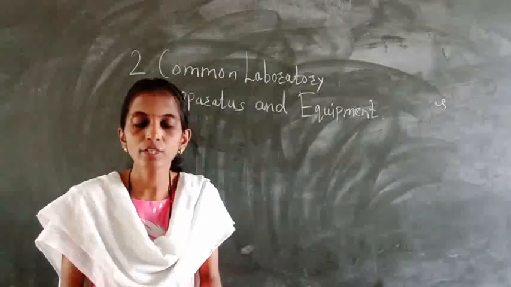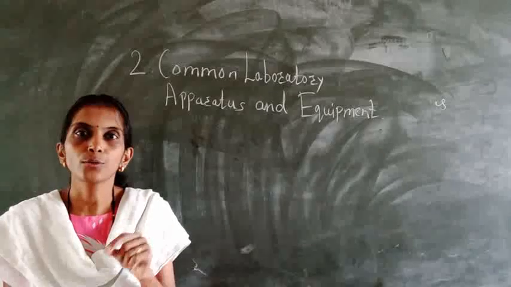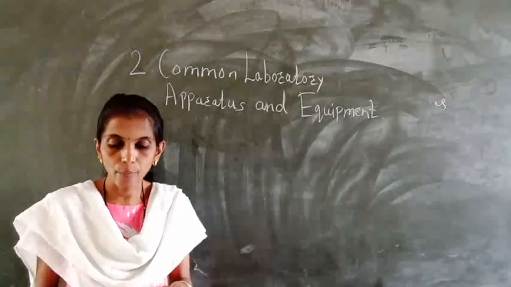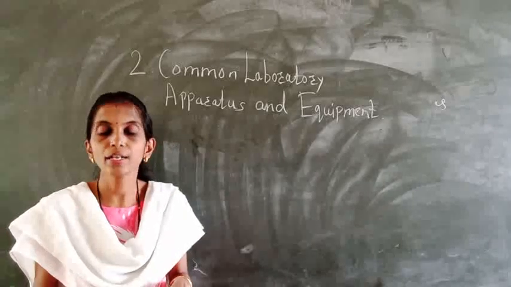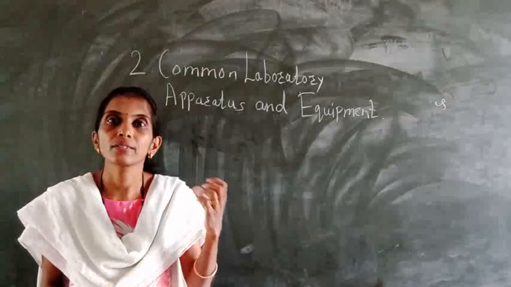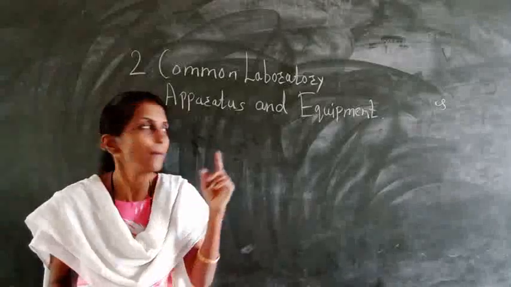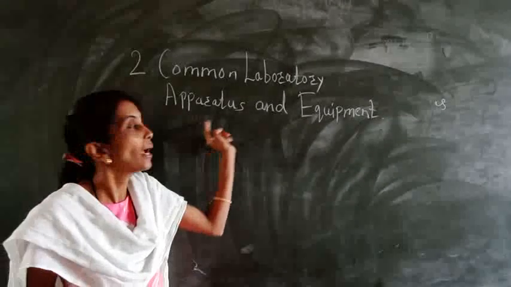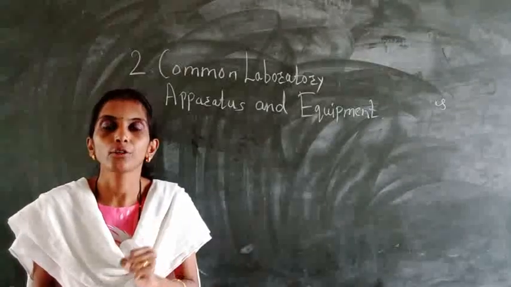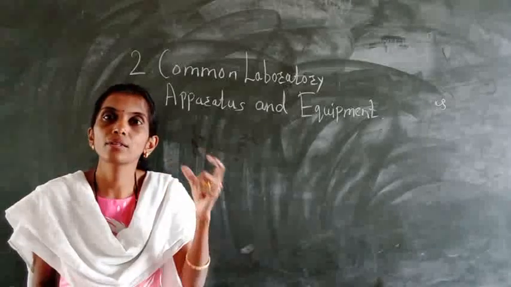So see, first of all, what does chemical laboratory mean? Chemical laboratory is a place where experiments are done carefully with the help of apparatus and equipment. Chemical laboratory is a place where experiments are done carefully.